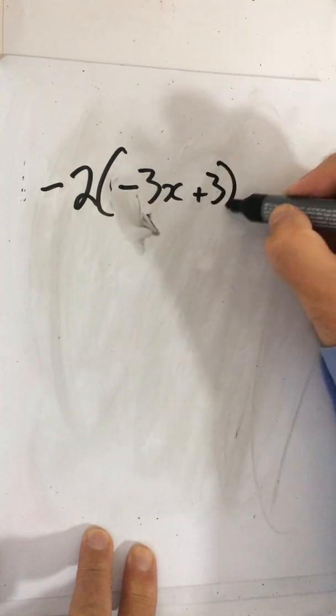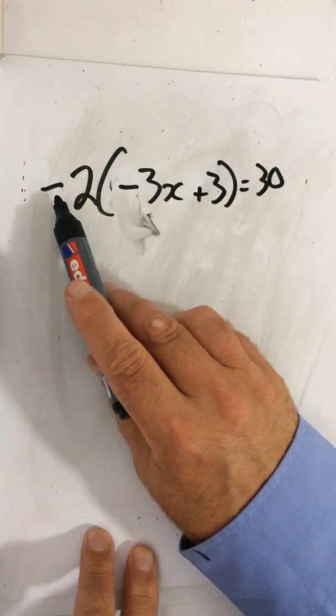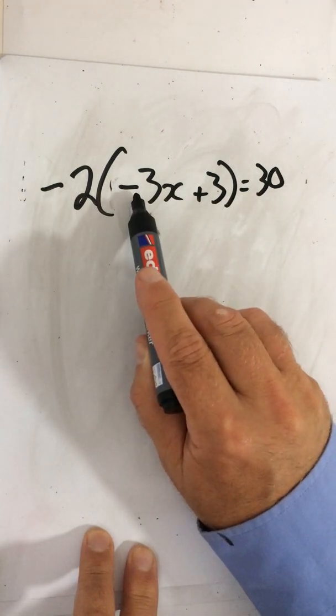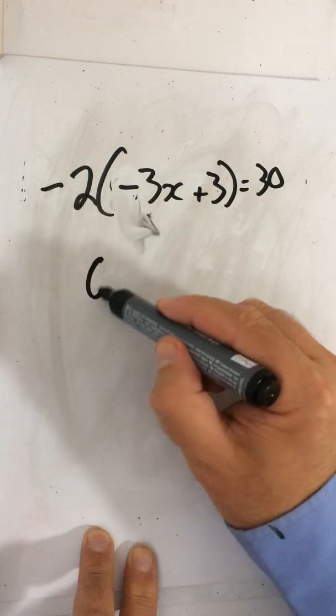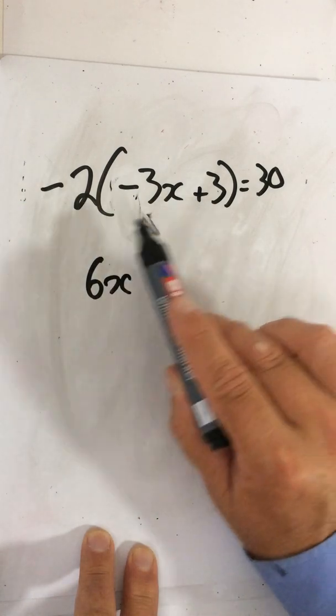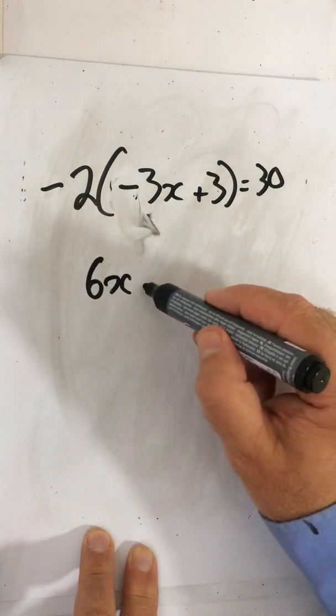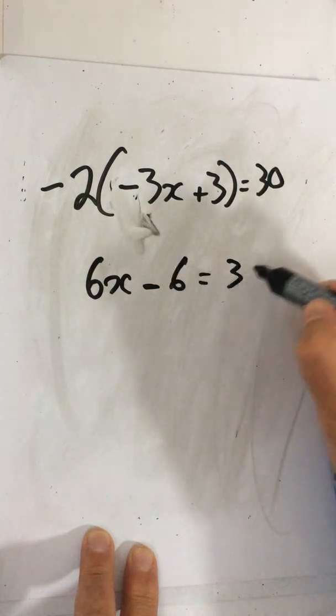Plus 3 equals 30. Same rules apply. Just be a bit careful, but this is a minus 2 times minus 3x. A minus times a minus is a plus, so this is 6x. Then I got a negative 2 times a positive 3. A negative times a positive is a negative. Okay, minus 6 equals 30.